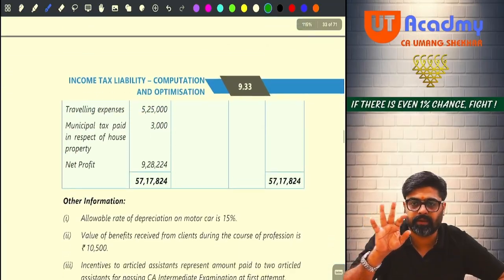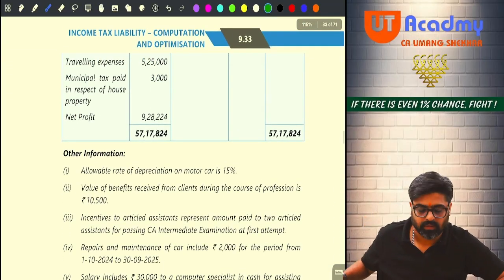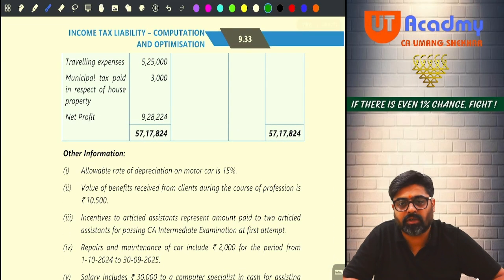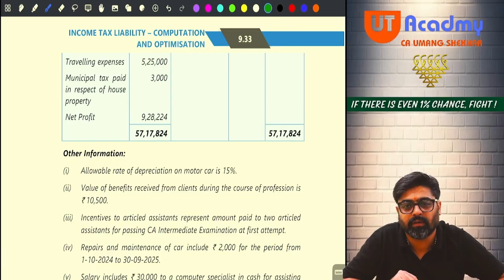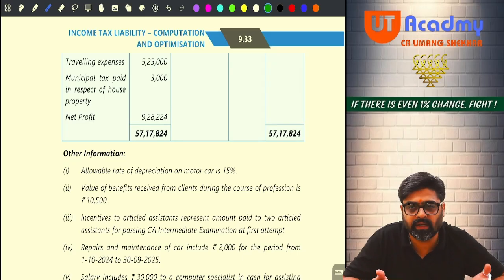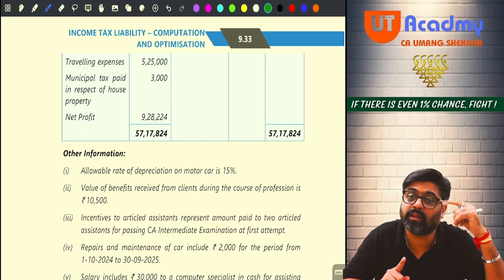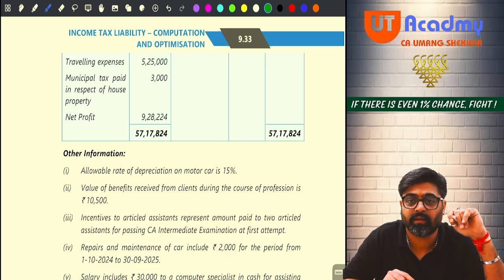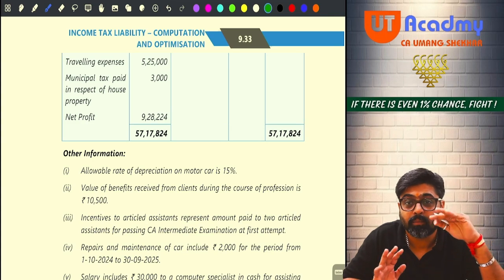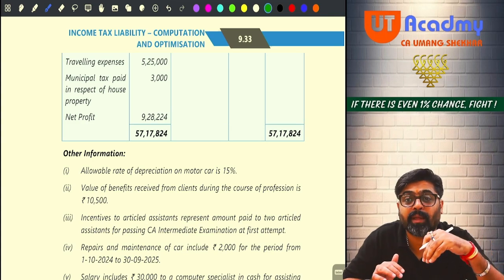Go to the adjustments. Adjustment number 1. The allowable rate of depreciation on motor car is 15%. So give us the details about the motor car: opening WDV, additions, deletions. You are not telling us anything. Meaning that the motor car was not there in the business since the beginning. The motor car is purchased for the first time in this year.